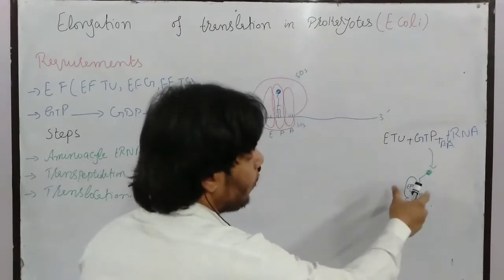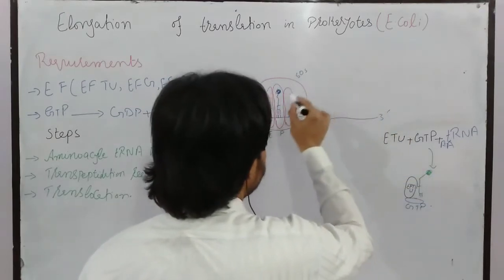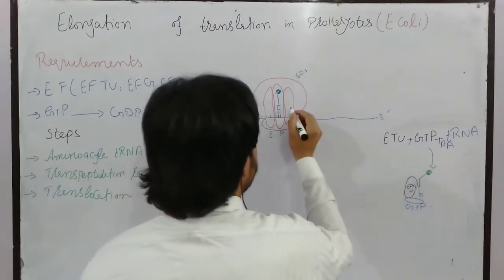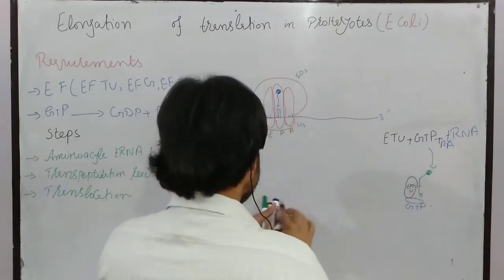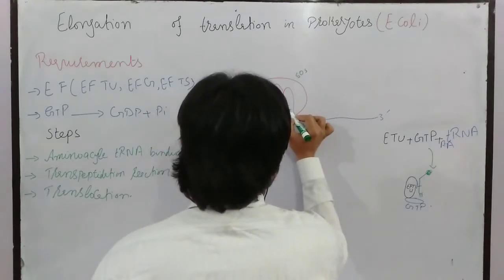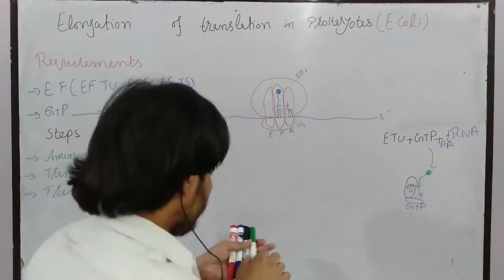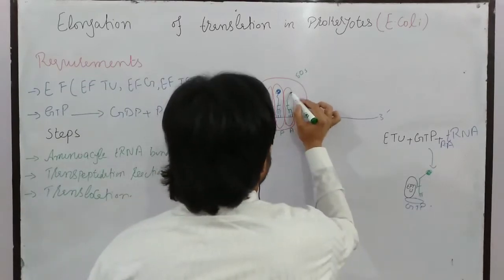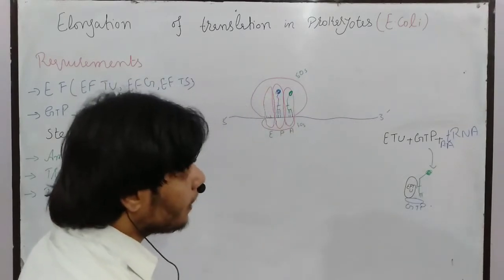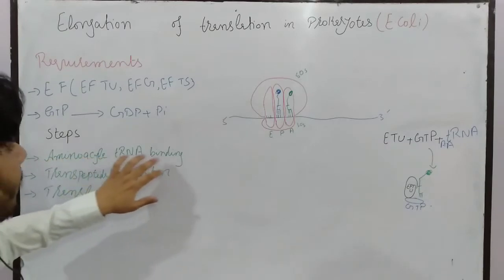Now what happens? Once this process is done, this transfer RNA will be shifted to this area. The transfer RNA gets activated and binds to that area. So this is the second aminoacyl transfer RNA which binds to that specific area, having the anticodon. They also carry their own amino acid. So this is the first step, which we call aminoacyl tRNA binding.